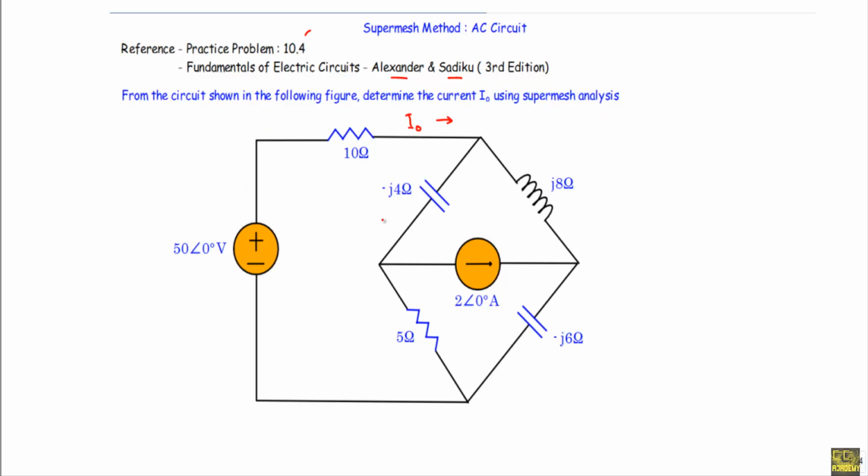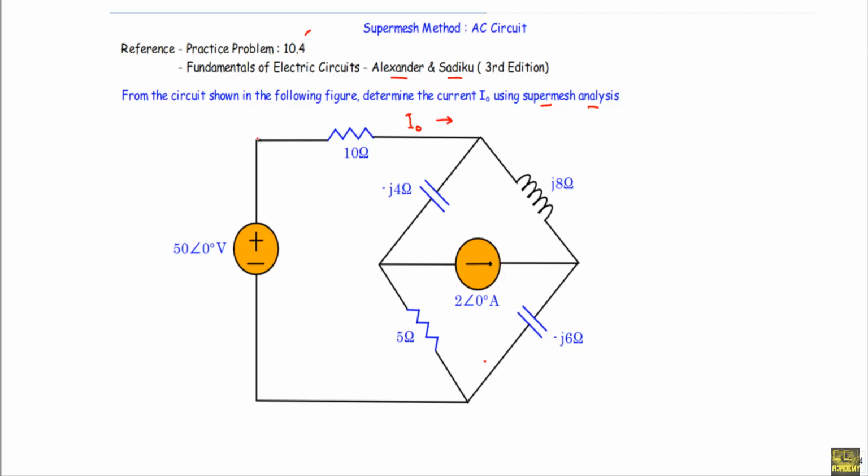This is our given network. I notice the current that is flowing through this path. Now see, we have to use supermesh analysis here. If you look at this mesh and this mesh, between these two meshes we have this current source of 2 phase angle 0 degree ampere, and we do not have any other current source in their outer loop, so they will form a supermesh.